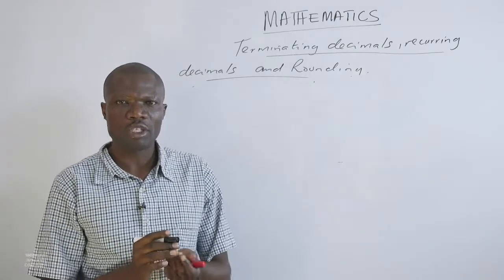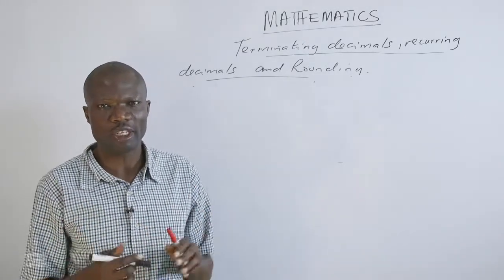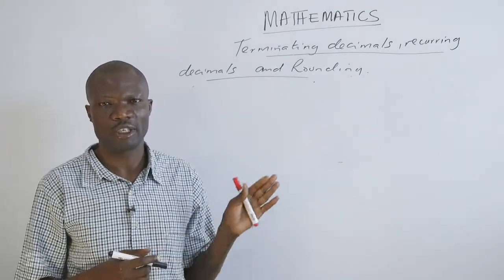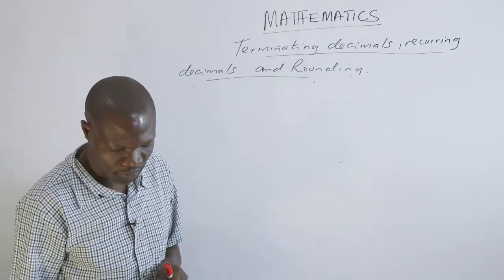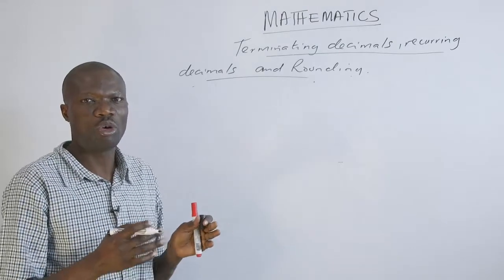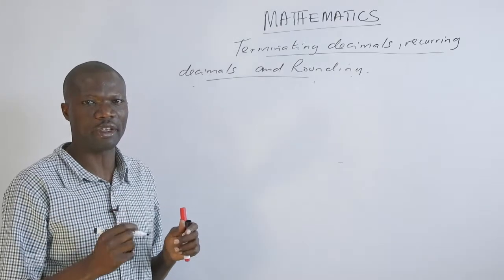Now, in our conversion, we have seen that a repeating or recurring decimal has got a pattern that is endless. So how should we represent this while we are converting fractions into decimals? For us to be able to finish the decimal, we need to show that it is a decimal, but it is recurring.